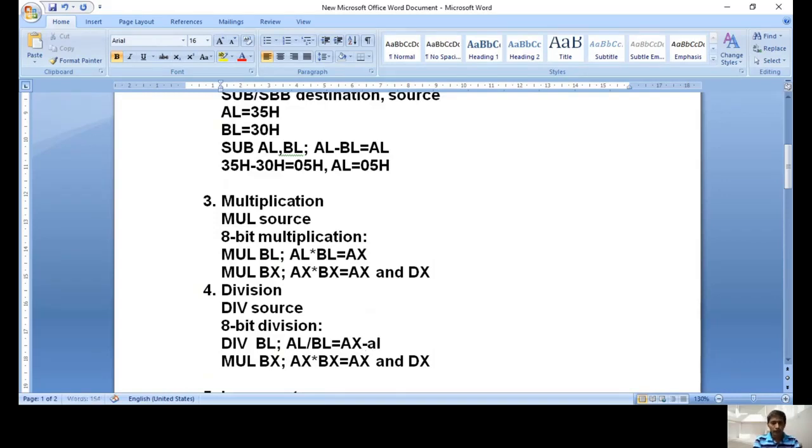In that AX, AL contains the quotient result, whereas the AH register contains the remainder result. So in division we have two results, quotient and remainder. The quotient result is present in the AL register, whereas the remainder result is present in the AH register for 8-bit division. If you go for a 16-bit division, let us see what happens. Now we are performing 16-bit division.